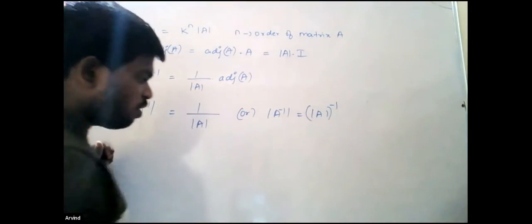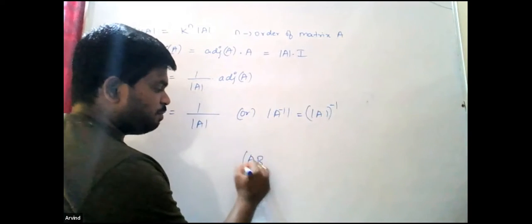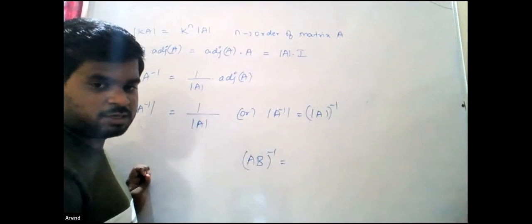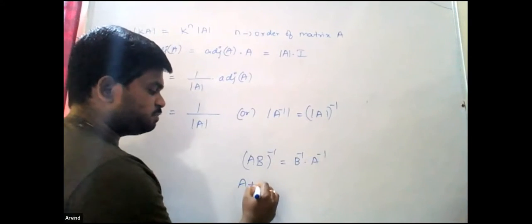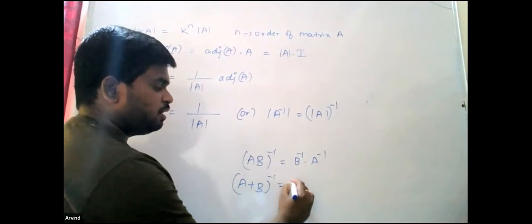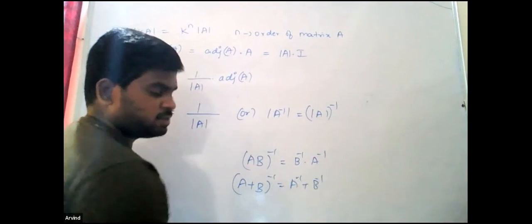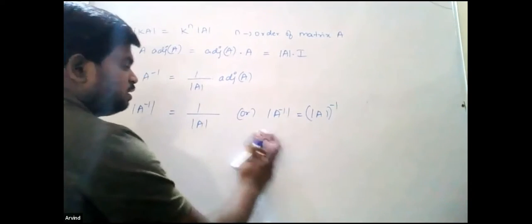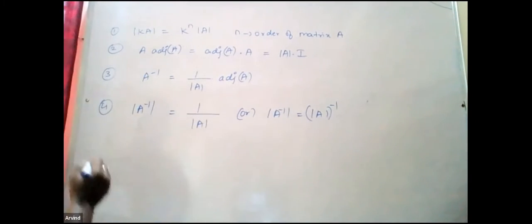And yesterday I had given you all these identities. What is AB the whole inverse? What will be the value of AB the whole inverse? Yesterday we had B inverse into A inverse. Suppose A plus B the whole inverse, it is A inverse plus B inverse. Yesterday we had discussed all the stuff. So let's not write it down now.